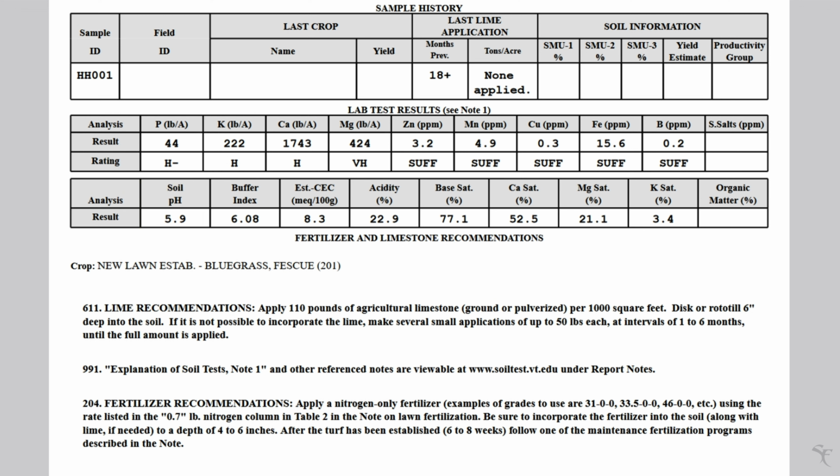Below those things, I also have recommendations that were given to me from the co-op. The first thing is the lime recommendation. Because of the pH level, they're suggesting that I put down 110 pounds of limestone per 1,000 square feet. And they also recommend that I do this in batches. So I start with maybe 50 pounds and then scale up to do another 50 pounds. And then they also give me a fertilizer recommendation.